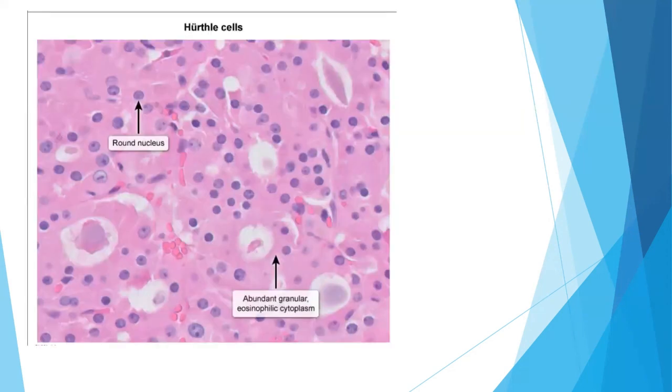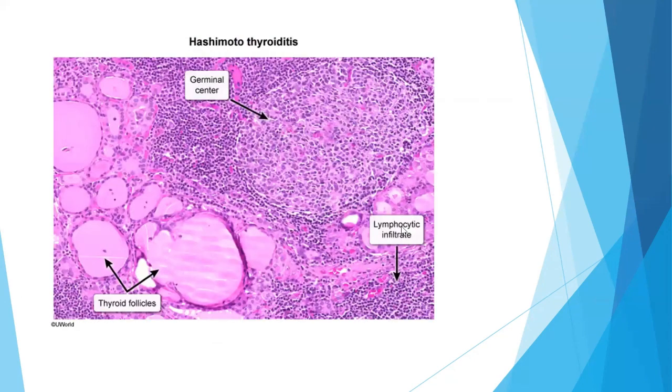So these are the Hurthle cells. Okay, you can see the abundant granular eosinophilic cytoplasm. Okay, and these are the big round nucleus. Now, this is due to the metaplastic change in the follicular cells. This is the biopsy image of the Hashimoto thyroiditis. We can see the germinal center here, which is surrounded by the lymphocytic infiltrate, and these are the thyroid follicles.